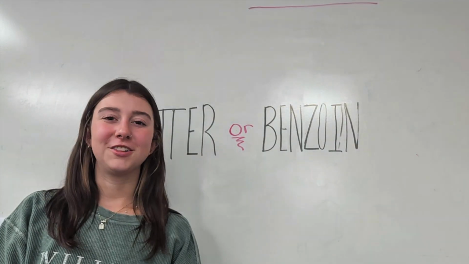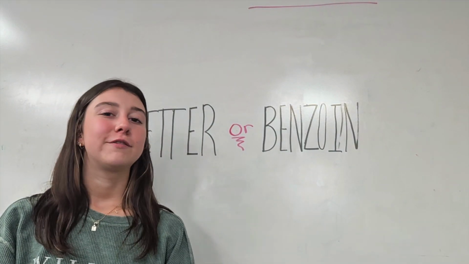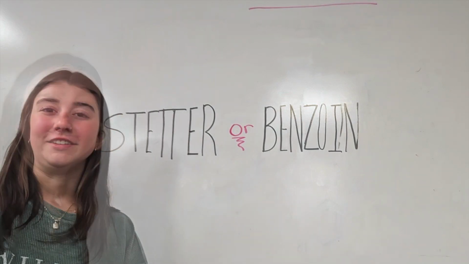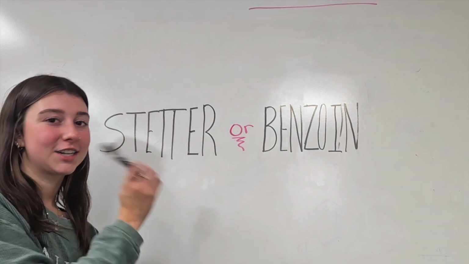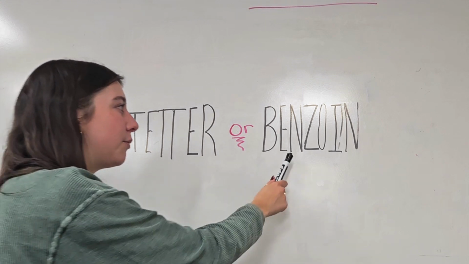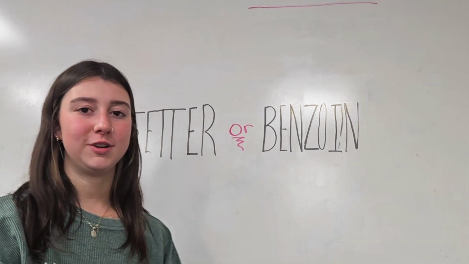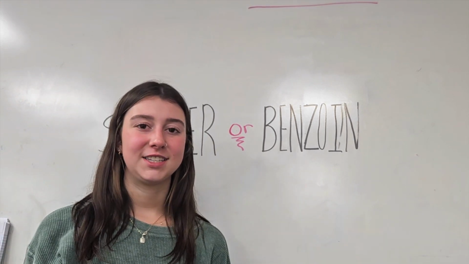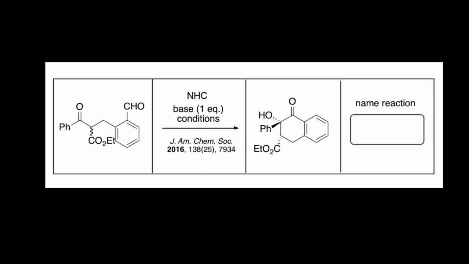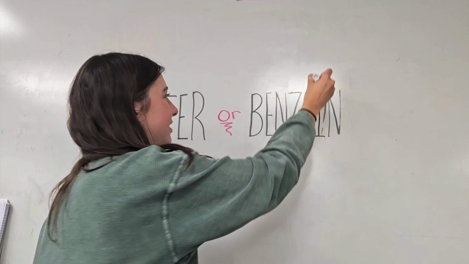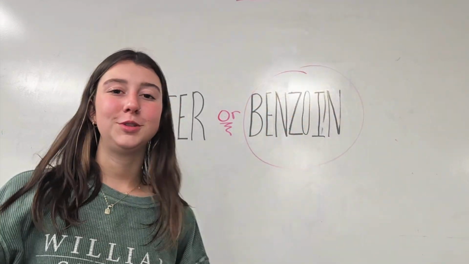I will now be putting a literature example up on the screen for you to guess that reaction. If you get stuck, remember that a Stetter reaction is most similar to a Michael, and a benzoin reaction is most similar to an aldol. I'll give you a few seconds to guess. If you guessed that is a benzoin reaction, you would be correct.